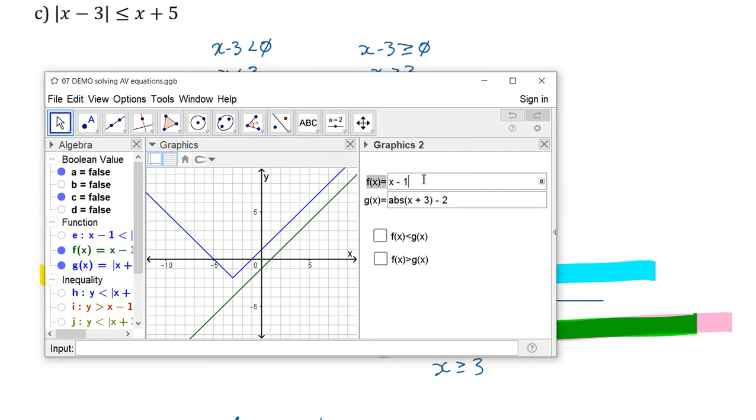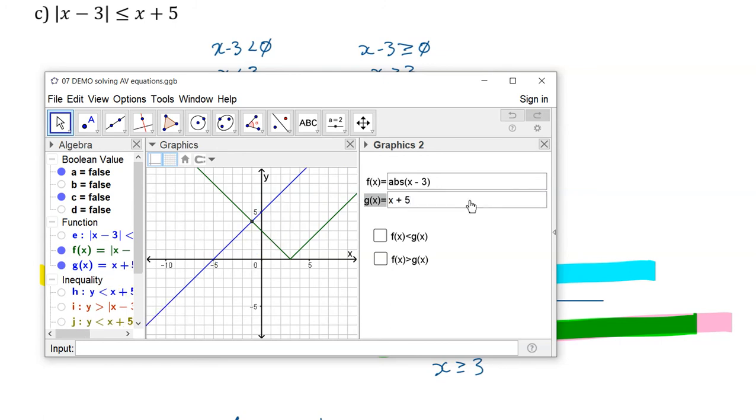Okay, so this is the absolute value of x minus 3. And this is just x plus 5. So the point is, x plus 5, the line, is above or equal to that absolute value function. The x plus 5 is the blue. The absolute value of x minus 3 is the green.